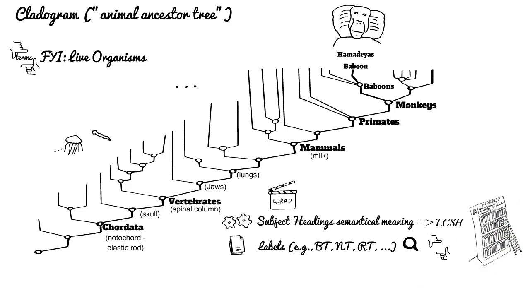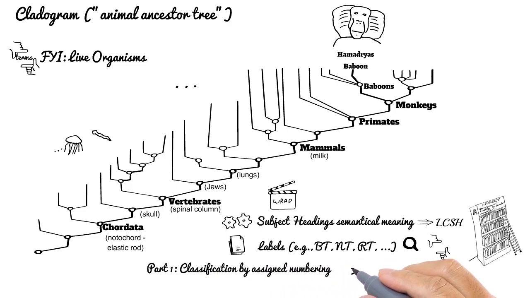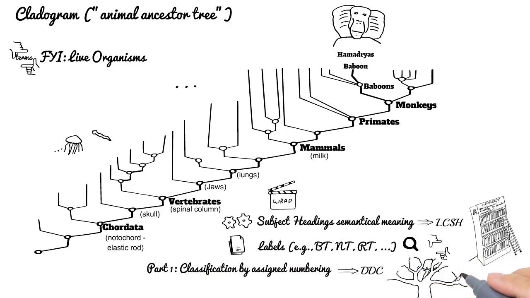Just a reminder that in the first part of classification and subjects videos, we also discussed classification by assigned classification numbering and Dewey Decimal Classification in particular, with its hierarchical aggregated tree of topics, which are also very helpful in navigating when searching for a book in a library.